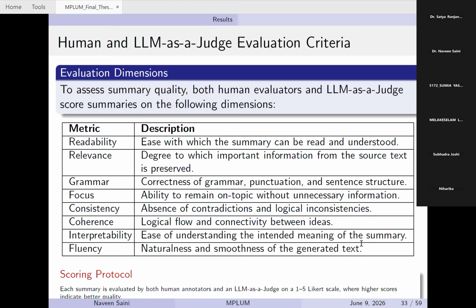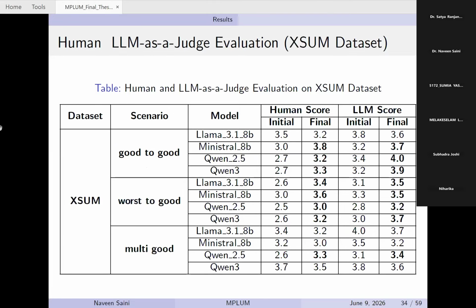The human and the LLM rate the generated summary between 1 and 5. The higher the score, the higher the quality of the metric, meaning the better the summary. We evaluated these 7 different measures on summaries generated for 50 random articles. This is on the English language. This is the average score across all the measures.